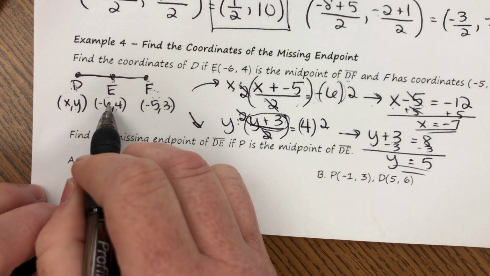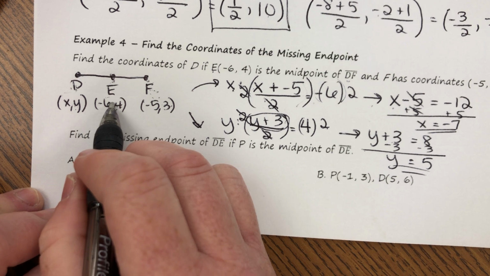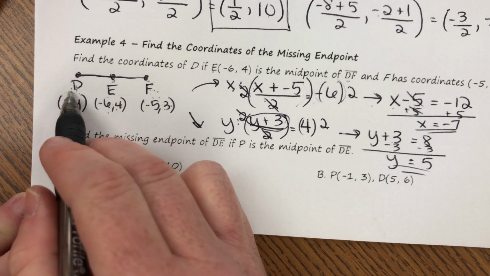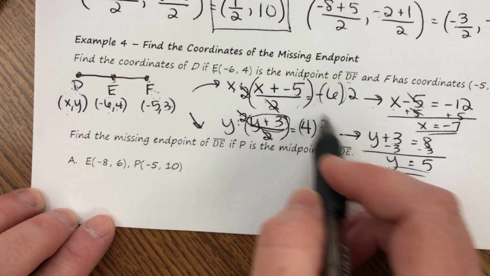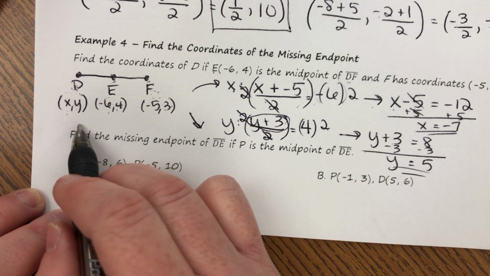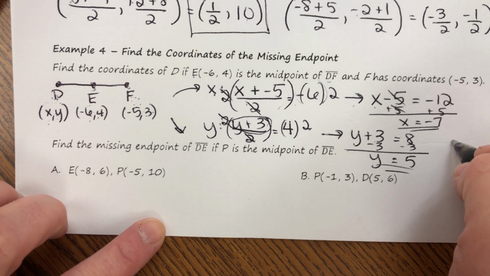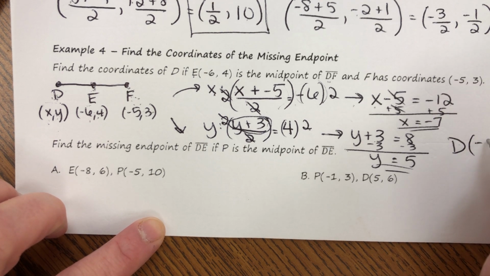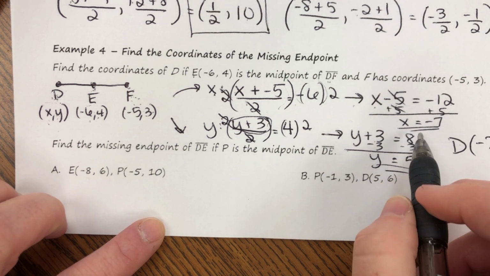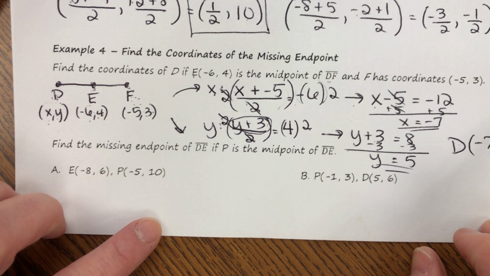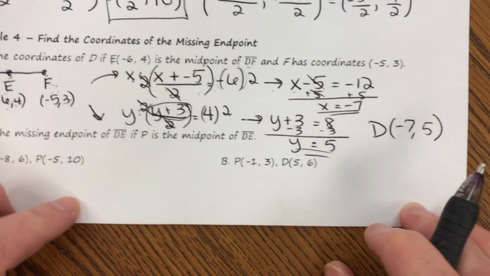So it told me the midpoint. That's not what I was looking for here. I'm looking for D, which is one of my endpoints. And I know my x value is -7 and my y value is 5. So I know D is at -7, 5. I think I said +7, it's -7. -7, 5. That's how we find our endpoint.